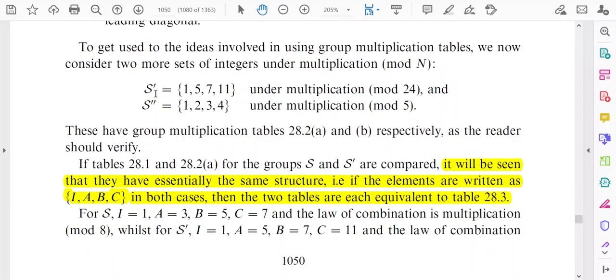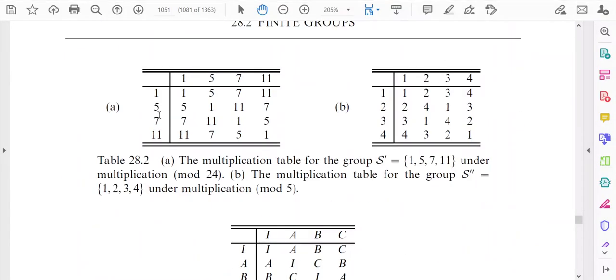One group is S prime, that is 1, 5, 7 and 11 under multiplication mod 24, and S double prime is equal to 1, 2, 3, 4 under multiplication mod 5. And we will construct a group multiplication table for S prime and S double prime. So, let us show you the multiplication table for these groups. This is the multiplication table for 1, 5, 7 and 11. So, we have written 1, 5, 7 and 11 in the header and 1, 5, 7 and 11 in the left column. Then this is the product of the multiplication, which has been written in the tabular form.